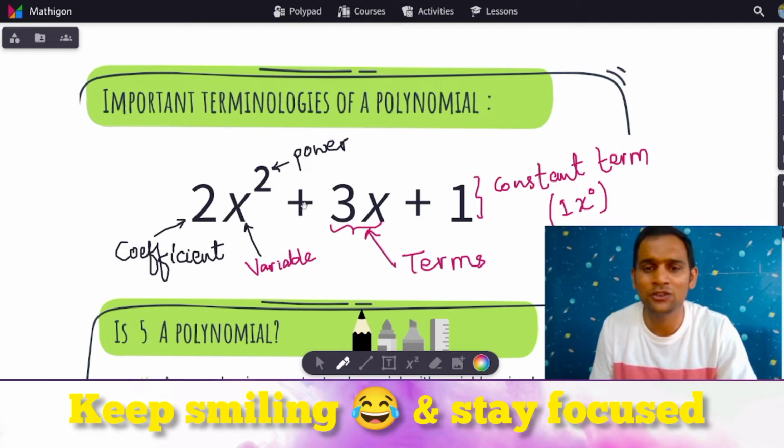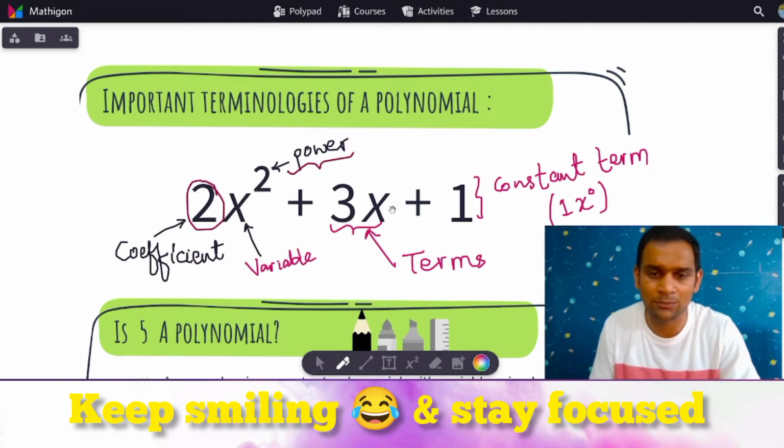Okay, so 2x squared plus 3x plus 1, obviously it's a polynomial. Over here, this 2 which is multiplied with x squared is called the coefficient. All of you know about this from the expression itself. x is the variable, and the power which it is raised to, like x squared we told, right? So this square is nothing but the power.